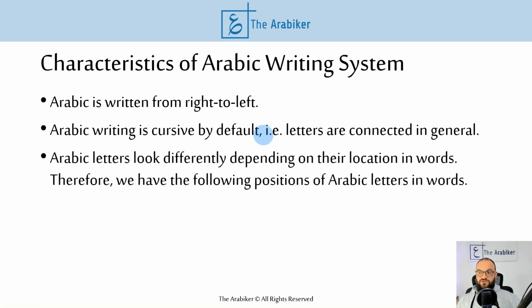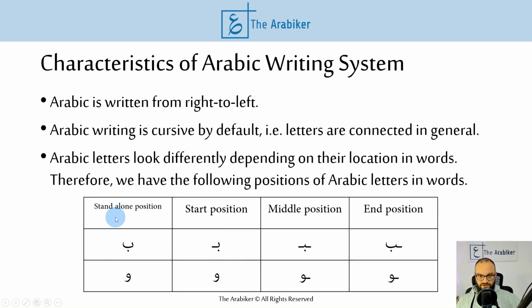That brings us to the next point, which is that Arabic letters look different depending on their location in words. Therefore, we have the following positions of Arabic letters in words. Again, since it's cursive, letters are connected to each other. That results in four positions. Let's call them like this. Standalone position, where the letter does not connect from the right or from the left, does not connect with the previous letter and with the upcoming letter.